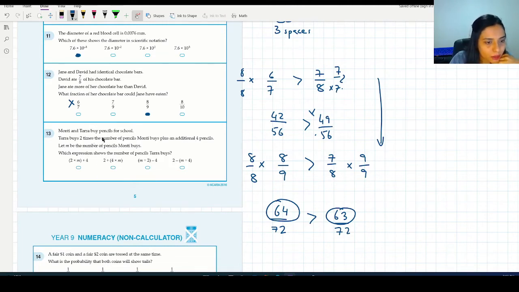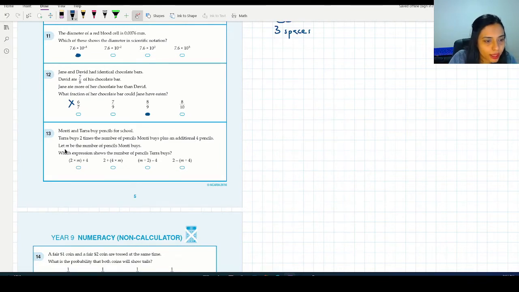Alright, question 13. Monty and Tara buy pencils for school. Tara buys 2 times the number of pencils Monty buys, plus an additional 4 pencils. Let M be the number of pencils Monty buys. Which expression shows the number of pencils Tara buys? Alright, so we just get rid of this. So M is the number of pencils Monty buys. So Tara buys 2 times the number of pencils Monty buys.